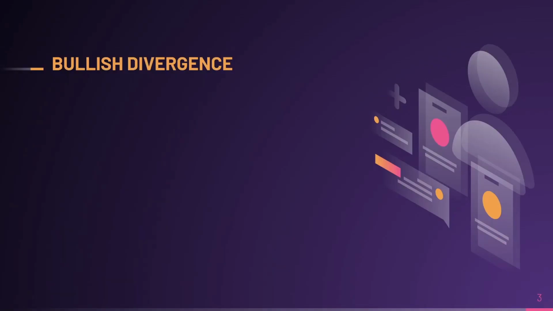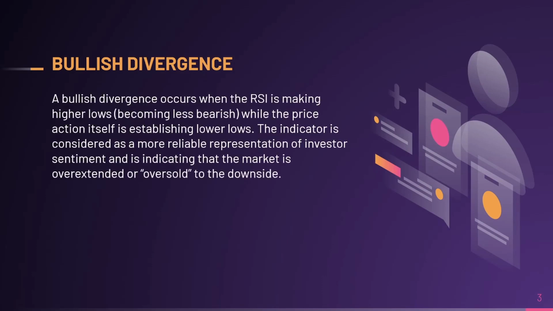Okay? Pero ano nga ba talaga ang divergence? So let's define them really quickly. Okay? Then I'll show you an example and then we'll go to the charts, no? So a bullish divergence occurs when the RSI is making higher lows, meaning it's becoming less bearish, no? While the price action itself is establishing lower lows. The indicator is considered as a more reliable representation of investor sentiment and is indicating that the market is overextended or, quote-unquote, oversold to the downside.